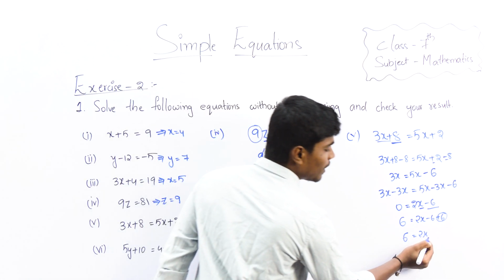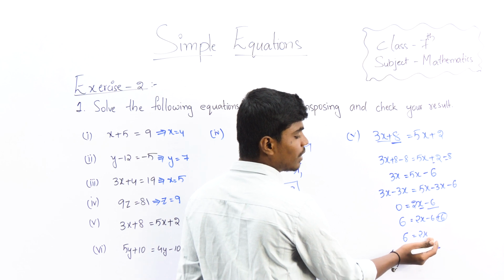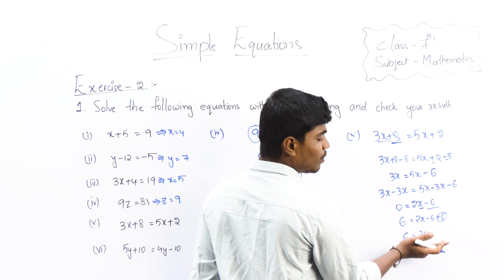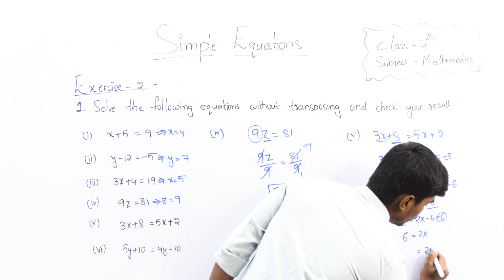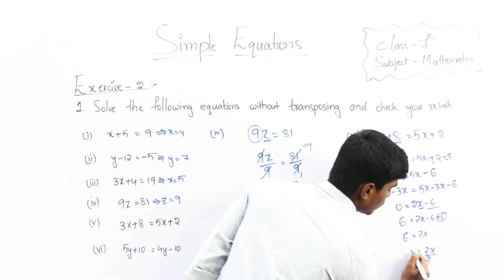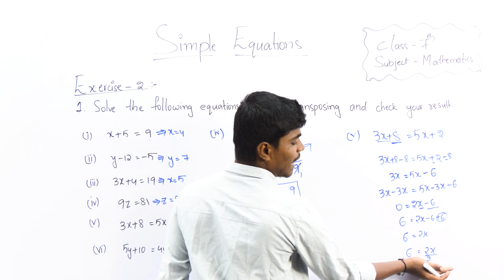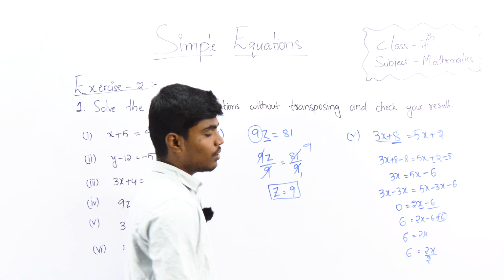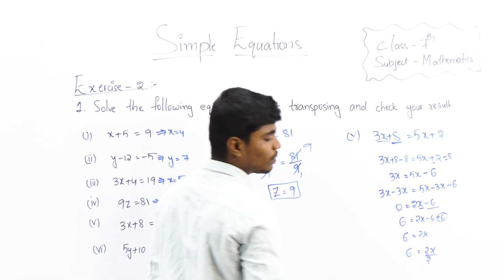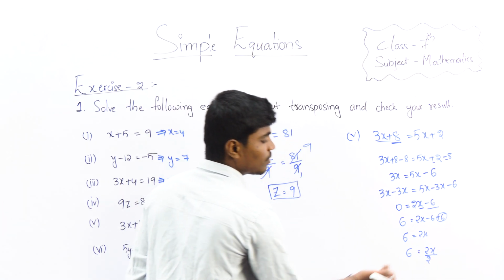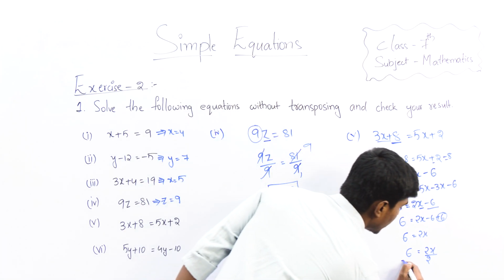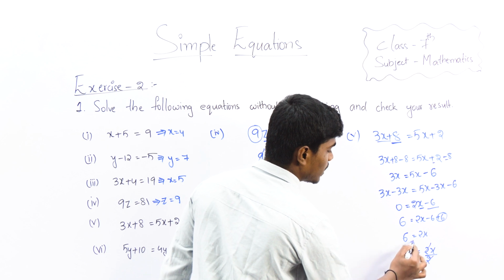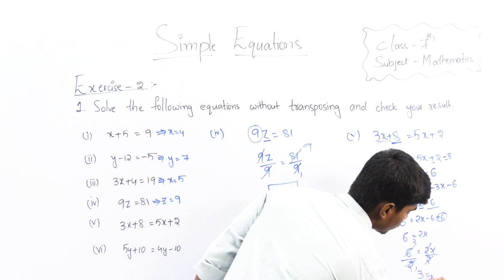So here we have x and 2. What is 2 doing with x? It is multiplying. So to get only x, we have to divide by 2. So 2x by 2. Here 6. On the right hand side we have divided by 2, so on the left hand side also we have to divide by 2. So 6 by 2. See, the 2s get cancelled. 2 threes are 6. So 3 is equal to x.